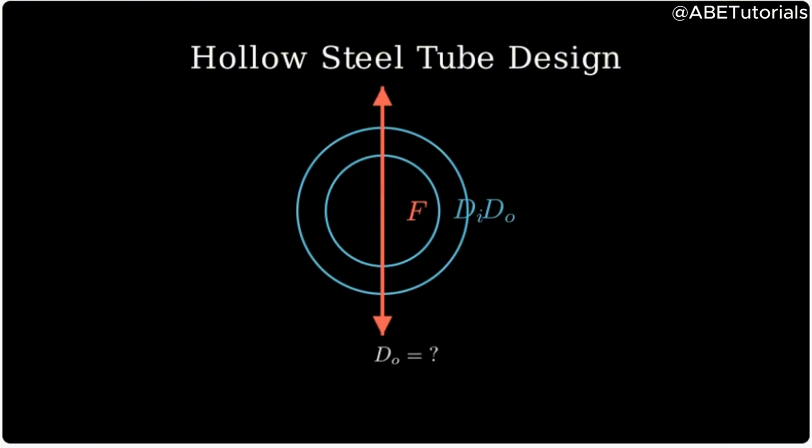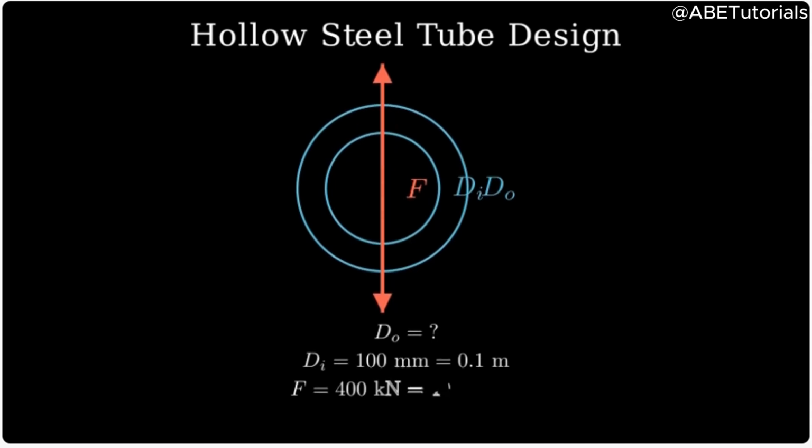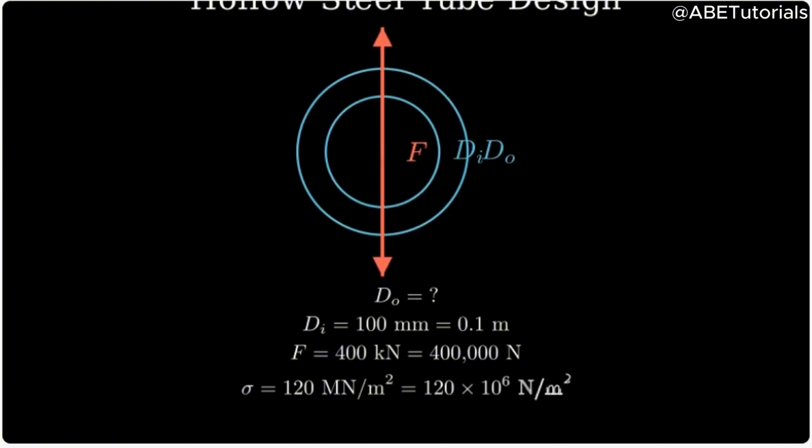The outside diameter, d sub O, is what we need to find. The inside diameter, d sub I, is given as 100 millimeters, which we convert to 0.1 meters for consistency in our calculations. The tensile load, F, is 400 kilonewtons, or 400,000 newtons. Finally, the maximum allowable stress, sigma, is 120 meganewtons per square meter, which is equal to 120 times 10 to the power of 6 newtons per square meter.